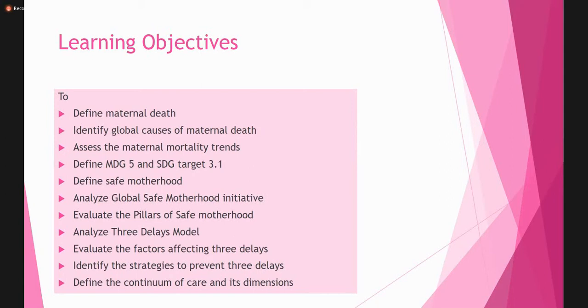motherhood. And we'll give the definition of safe motherhood, then analyze the global safe motherhood initiative, which was taken for this in 1987. And then we'll be looking at the pillars of the safe motherhood and analyze the 3 delay model and the factors affecting the 3 delays, and then identify the strategies to prevent the 3 delays. And then we'll define the continuum of care and its dimensions.